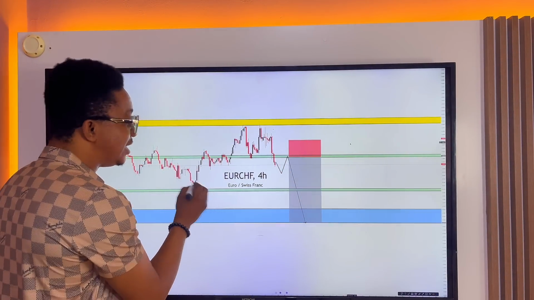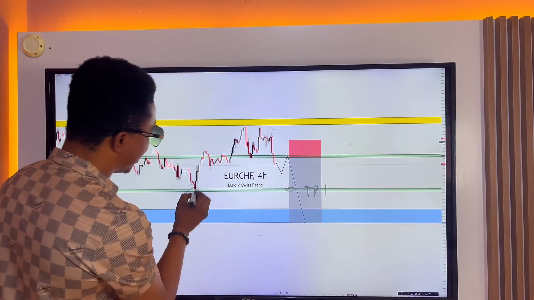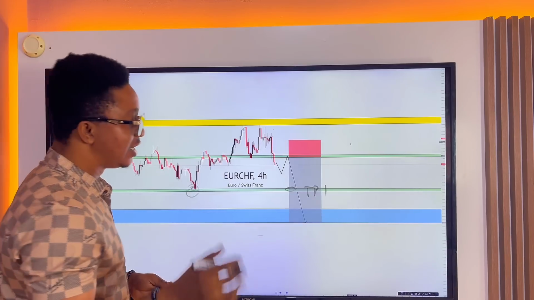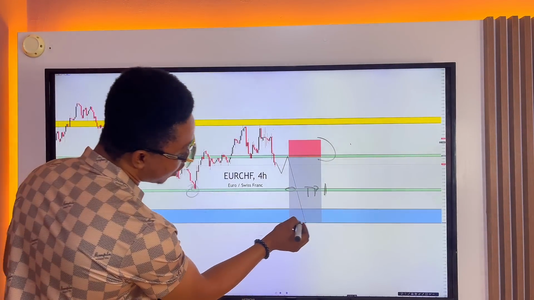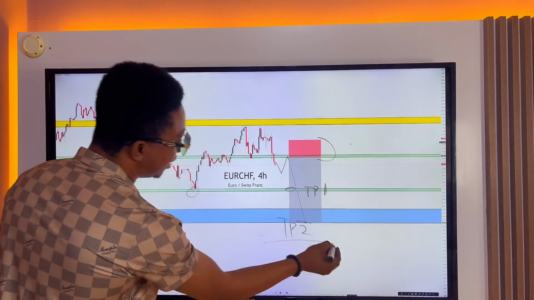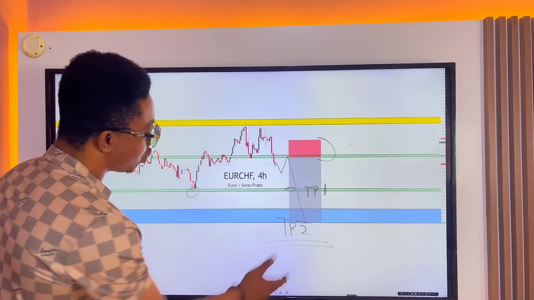TP1 will be at the daily support level. Why? Because once price hits TP1, it can bounce up to the upside, because the daily support level is a strong level of sensitivity. So once we hit TP1, we can of course move our stop to entry and hold to reach our final target, which is going to be TP2 at the monthly support level. So this is our full and complete analysis also on EURCHF.